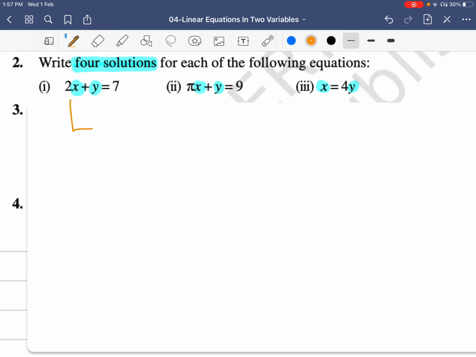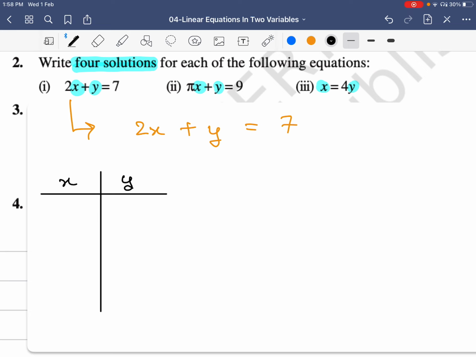So let's take this equation. The given equation is 2x plus y is equal to 7. The procedure that we follow is we take random values of x. This is my x, this is my y. We'll take random 4 values for x, so I'll start with 0, 1, 2, 3. And for these random 4 values of x, we can find the corresponding 4 values of y, which will satisfy this given equation.